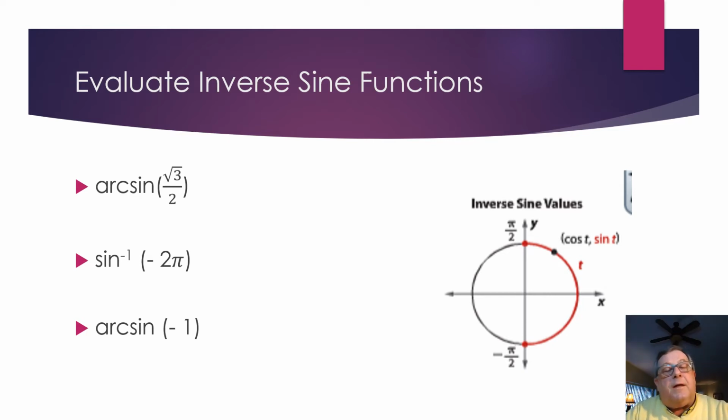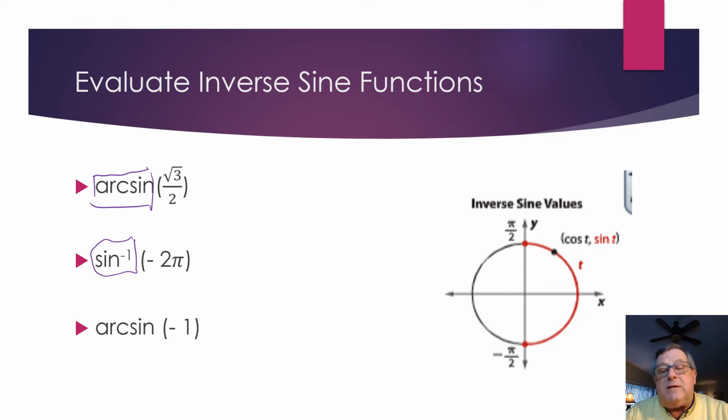All right, so the first, and this is something else. You'll often see the inverse sine noted as either arc sine or what we're used to here, sine to the -1. These are just different expressions for the same thing. So what is the arc sine or the inverse sine of square root of 3 over 2?